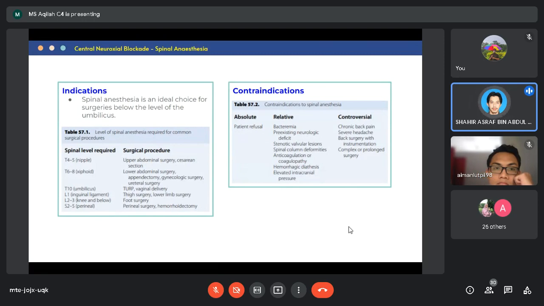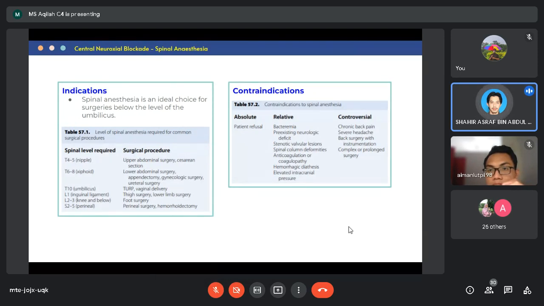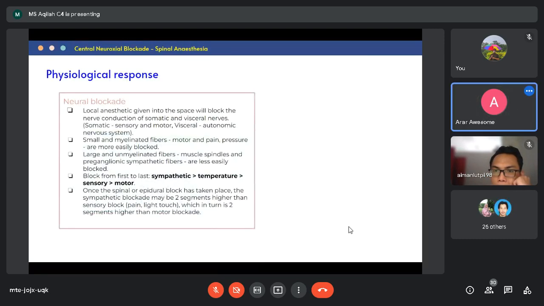And then, on top of that, in a pregnant lady, because of the increase of the abdominal pressure and compression on the epidural and subarachnoid space, the spread will be higher and we need to be careful on that. So, just highlighting this level is important depending on the surgery, because you need to know the nerve supply for that organ involved. Okay, next. Clear? I hope that explanation is clear.